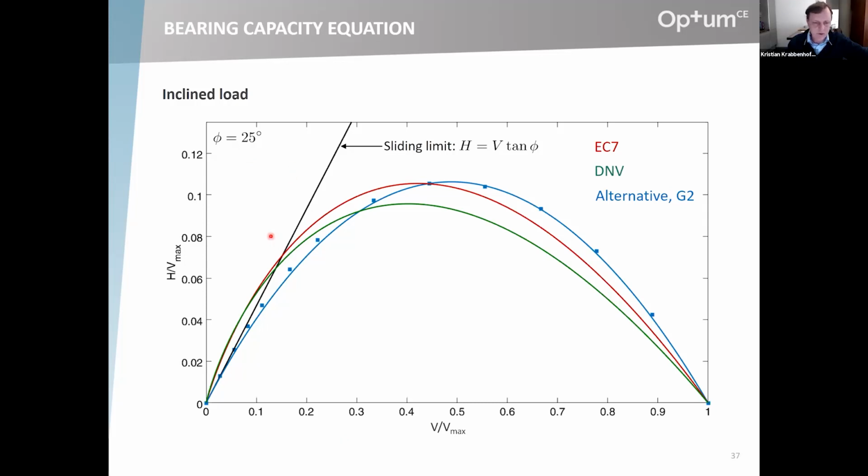for 25 degrees. Just to show that there are issues with not really obeying the sliding limit with the conventional expressions, whereas this alternative one, the blue one, has the right tangent down here at the origin, and the squares here are G2 calculations. That's basically what the blue curve has been calibrated to, of course. So no separate sliding check is necessary here. It's built in, and I think it would be reasonable to expect that it would be built into these inclination factors.